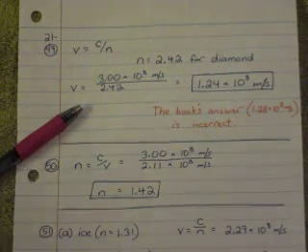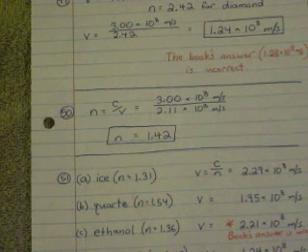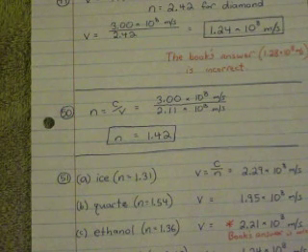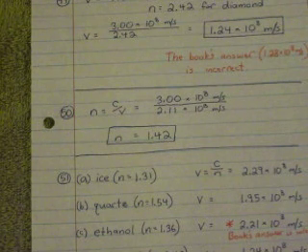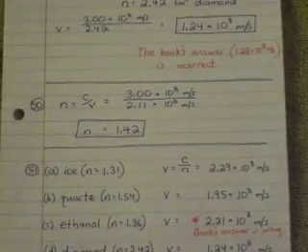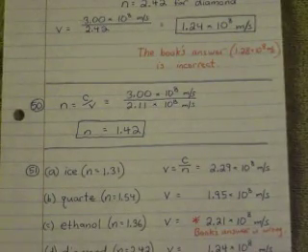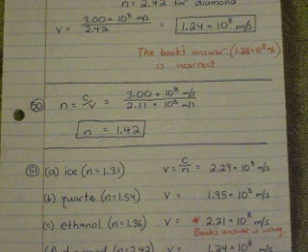Number 50 gives the speed through a certain medium, and we're to find the index of refraction. So index of refraction is c divided by v. 3 times 10 to the 8th meters per second divided by 2.11 times 10 to the 8th meters per second, and we get an index of refraction of 1.42.